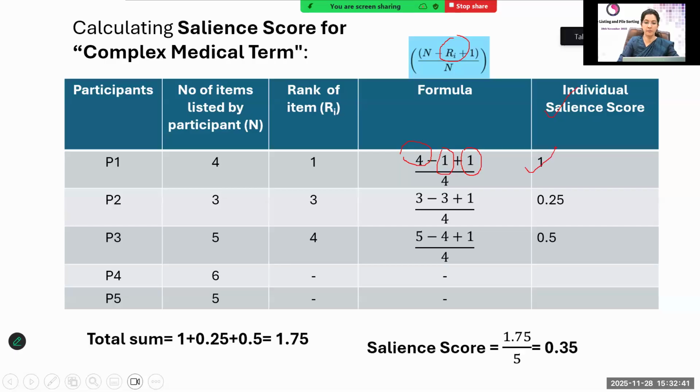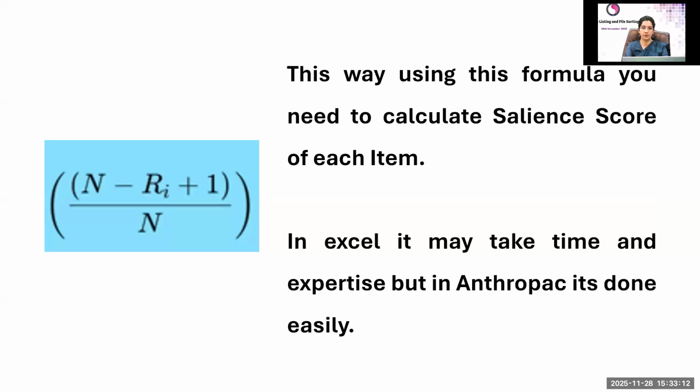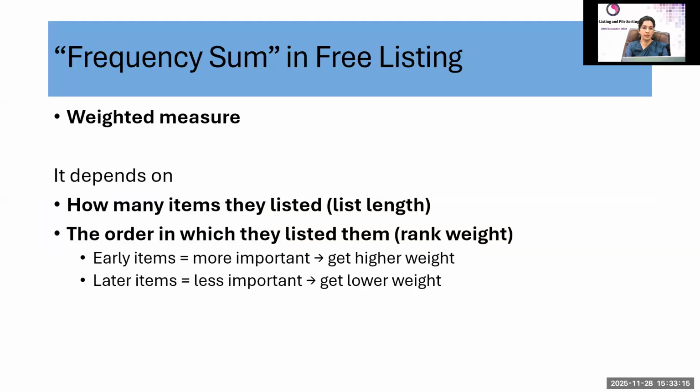Similarly, for participant 2, it is 0.25, and for participant 3, it is 0.5. So the average salience, you take the total and then divide it by the number of participants. This is the salience score of this item, which is the complex medical term. But again, you don't need to calculate it. The salience score, in order of importance, Visual Anthropac calculates it and gives it to you. Right.